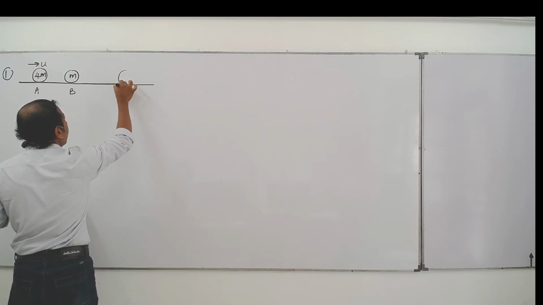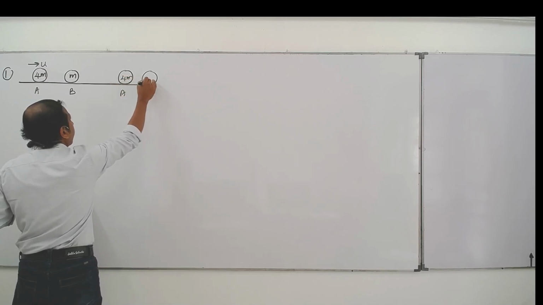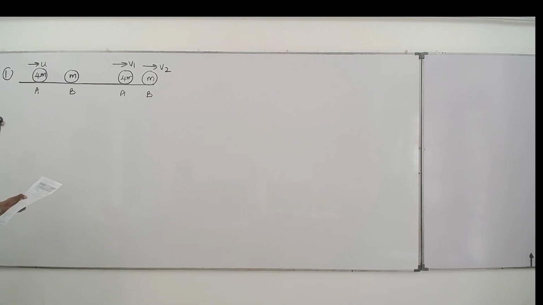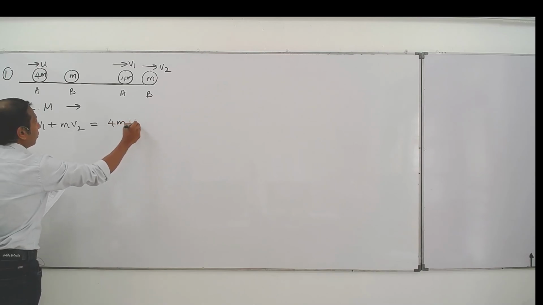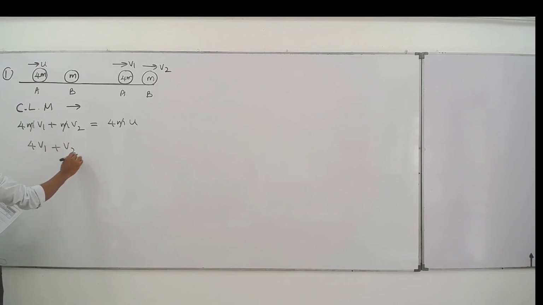We'll mark the velocities just after the collision, v1, v2. Asking to find v1, right? So we can apply conservation of linear momentum. After the impact, total momentum should be equal to before impact total momentum. After impact total momentum is 4m v1 plus m v2. Before impact it's 4mu. The m, m, m you can cancel down. 4v1 plus v2 equals 4u.